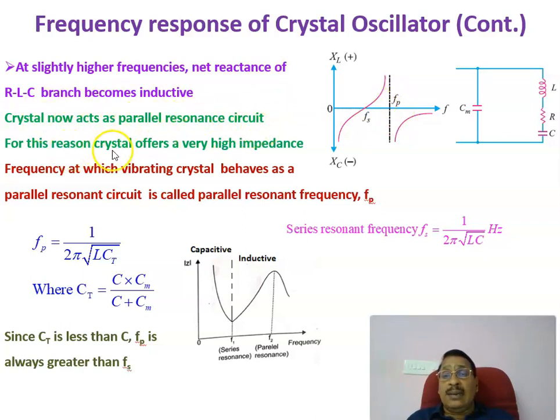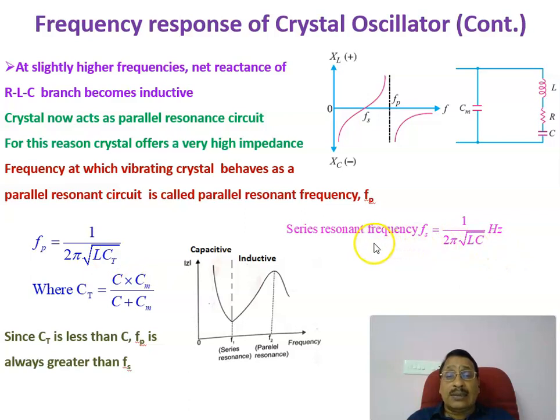And for this reason, the crystal offers a high impedance in the case of a parallel resonance circuit, and the frequency at which the vibrating crystal behaves as a parallel resonance circuit is called the parallel resonant frequency. That is, at this particular frequency, it is behaving as a parallel resonance circuit, and the corresponding equation for the parallel resonance is given by 1 by 2 pi root of L into CT.